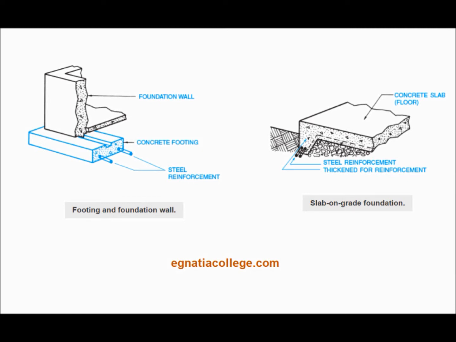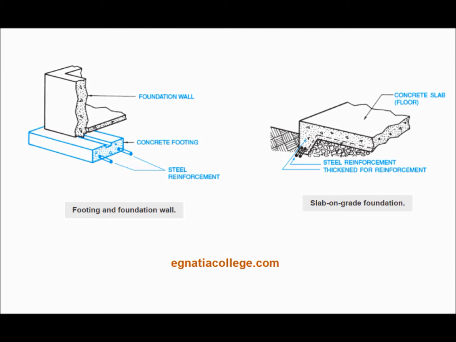A foundation plan is like a floor plan, but instead of showing the living spaces, it shows the foundation walls and any other structural work to be done below the living spaces. Two types of foundations are commonly used. One type has a concrete base, called the footing. The other is the slab-on-grade type.